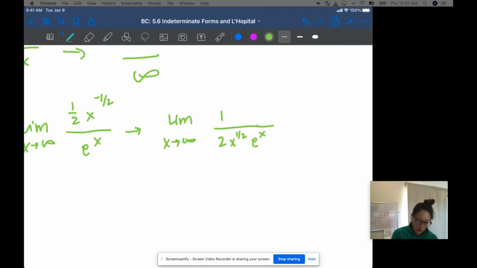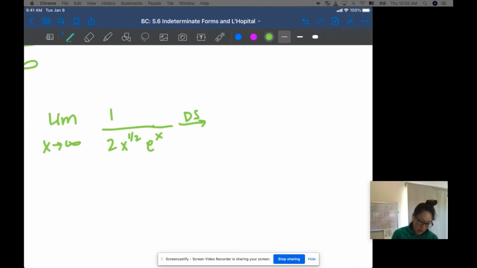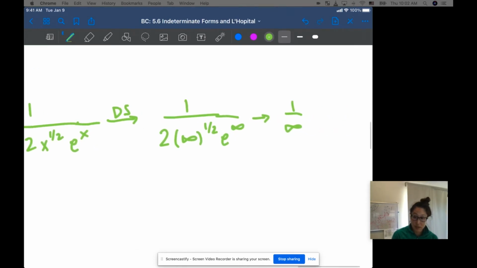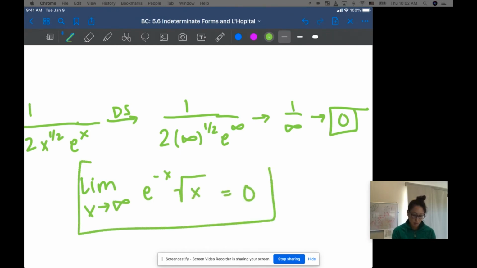So when I direct substitute, I get 1 over 2 times infinity to the 1/2 e to the infinity. That's all going to evaluate to 1 over infinity. And 1 over infinity is basically 0. Okay, so the limit as x approaches infinity of e to the negative x times the square root of x is equal to 0.